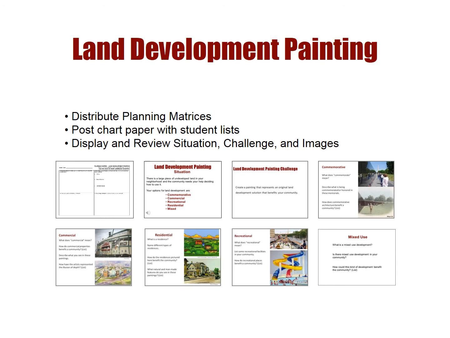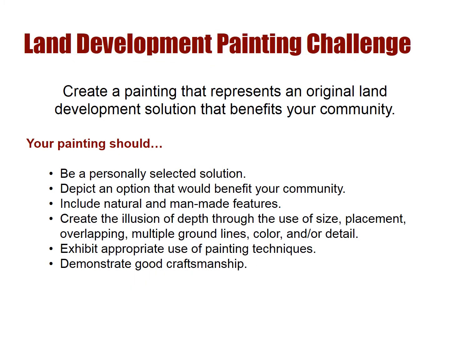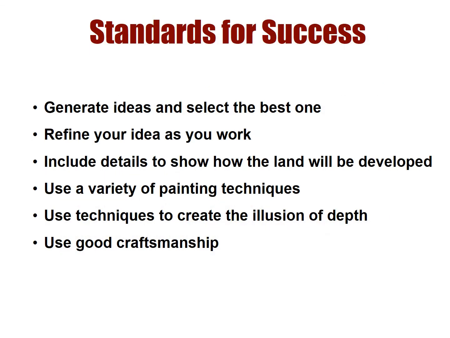At the beginning of each subsequent session, hand out planning matrices and supplies, post all the lists that were recorded in Session 1 so students can refer to them, and review the challenge as directed in the assessment delivery instructions. Present the painting challenge and discuss the criteria so students know the expectations. Review the standards for success so they understand the process that will help them do their very best work.